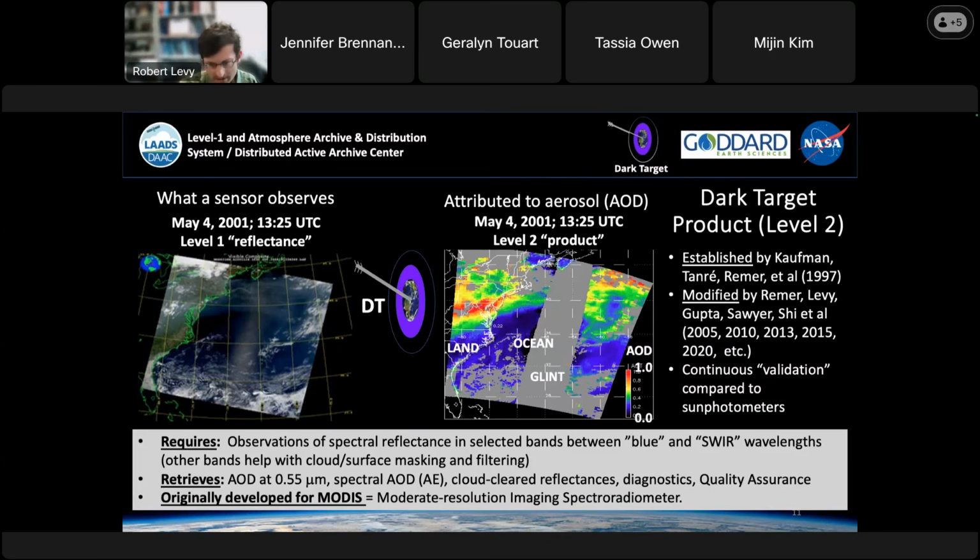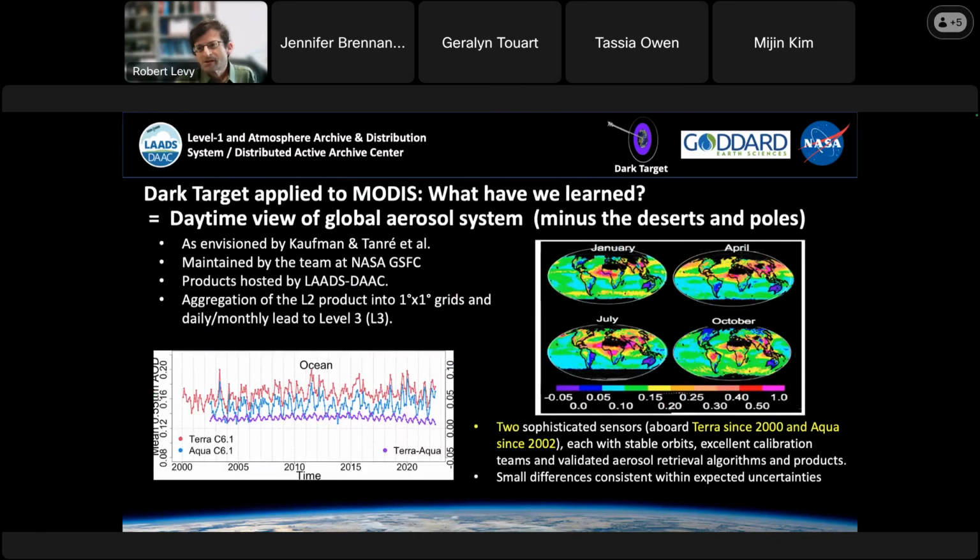As I mentioned here on the right. Here's one summary of things we've learned. We've learned a lot from MODIS. It's very well used and referenced data sets. But really what we've learned a lot about is the daytime view of the global aerosol system. From Dark Target only, minus the deserts and poles, you get a sense of seasonal averages. On the bottom here we have a long time series, over 20 years, almost 25 years, from MODIS on Terra.